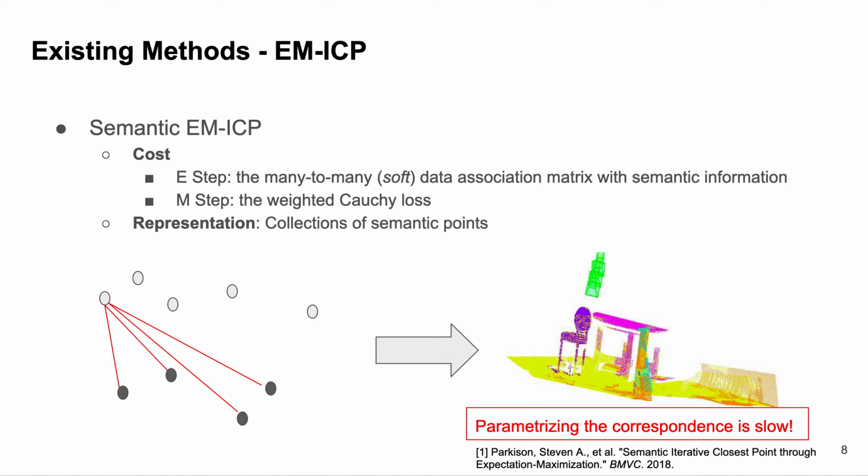EM-ICP differs from traditional ICP in that it treats the data correspondence as a hidden variable and then uses EM algorithms to infer it in the middle. However, parameterizing the correspondence could take a lot of time.